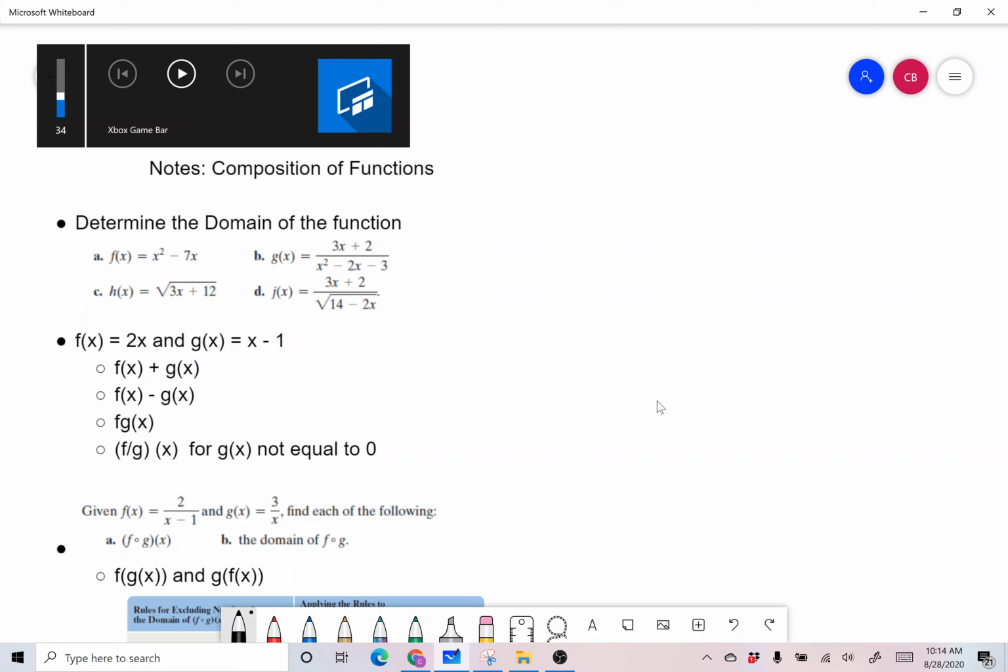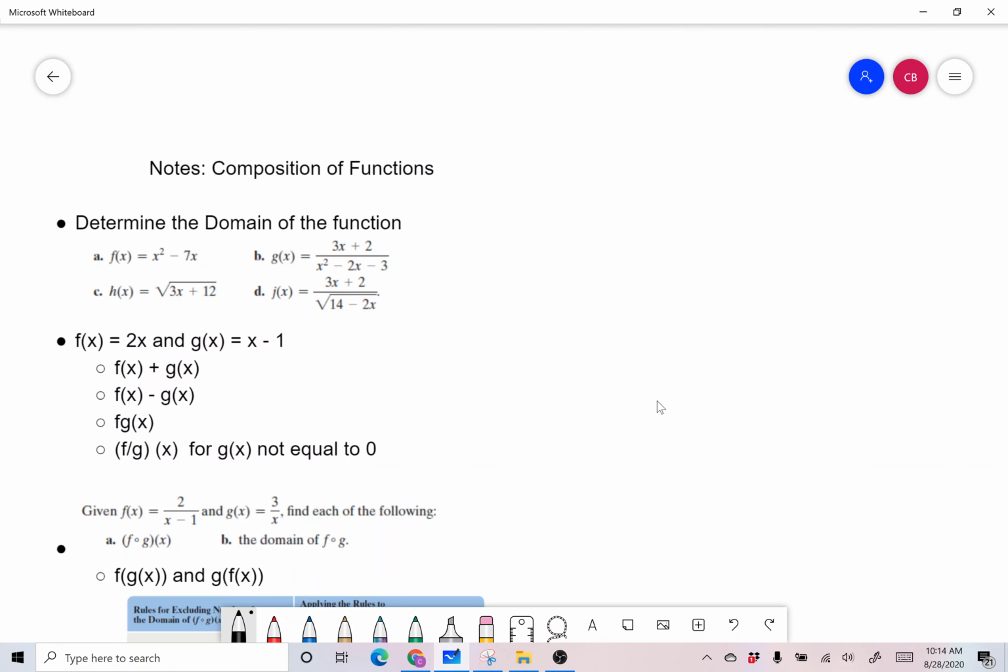So before we get going on composition of functions and combining functions and adding and subtracting them and things like that, let's look at the domain a little and get some more practice.